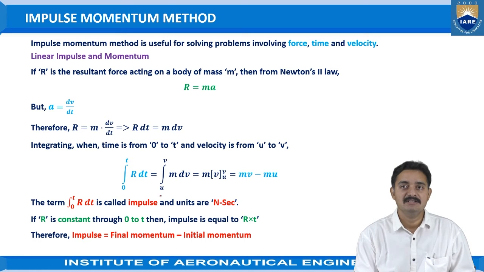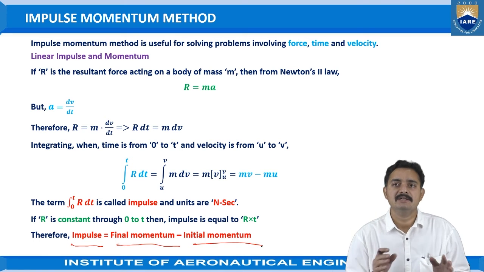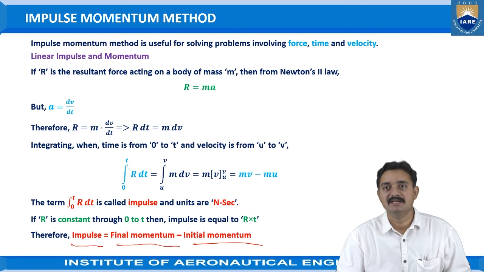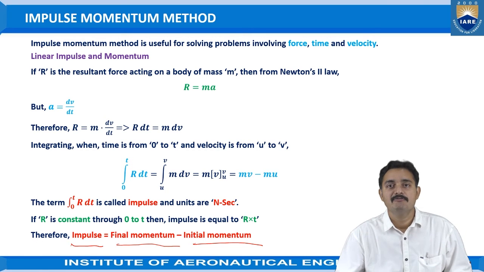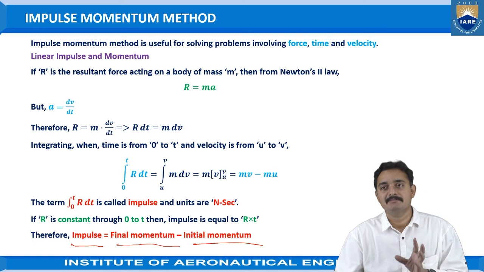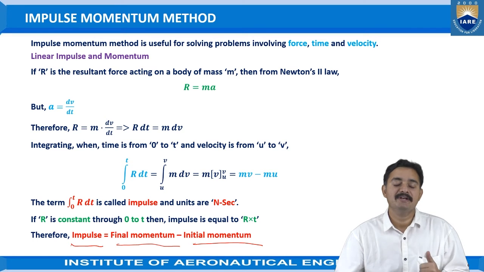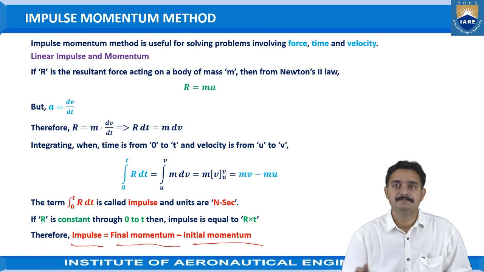Therefore, impulse is equal to final momentum minus initial momentum. Okay, nothing but impulse is equal to change in momentum, where impulse is force into time. The product of force and time is called the impulse, and the final momentum minus initial momentum is the change in momentum. We have already discussed that momentum is the product of mass and velocity.